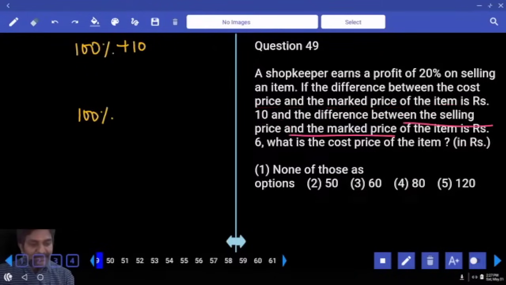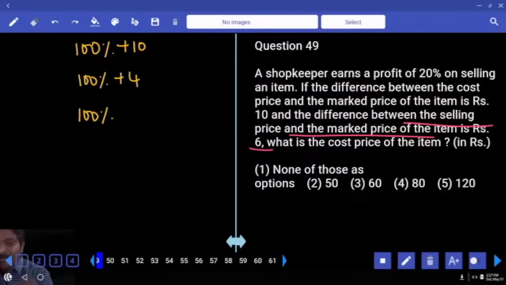The difference between selling price and market price is 6. Will the selling price be more than market price or less than market price? And how much is the difference? 6 rupees. Then from this, if you subtract 6 rupees, that will be 100% plus 4 only. What is this 4 called? Profit. What is cost price? Selling price is 100% plus 4.